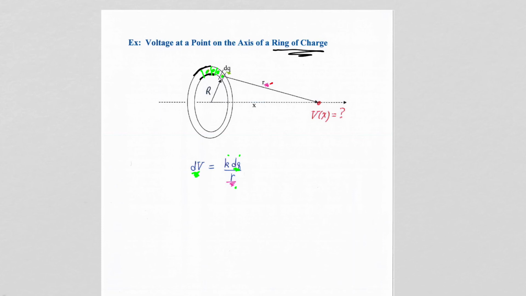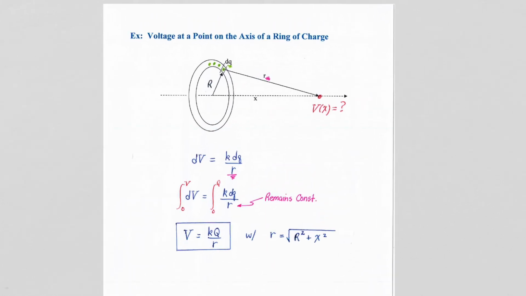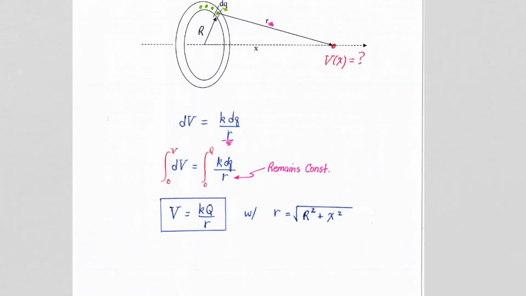But look, the R's all remain constant. As we go around, all of these green R's have the same little r. The capital R is, of course, the radius of the hoop, so that when we integrate, that r is going to factor out. So let's get that in here. When we integrate, that r remains constant. It comes out of the integral along with the k. We're left with the integral of dq, which is Q, and we integrate it from 0 to capital Q. We get capital Q.